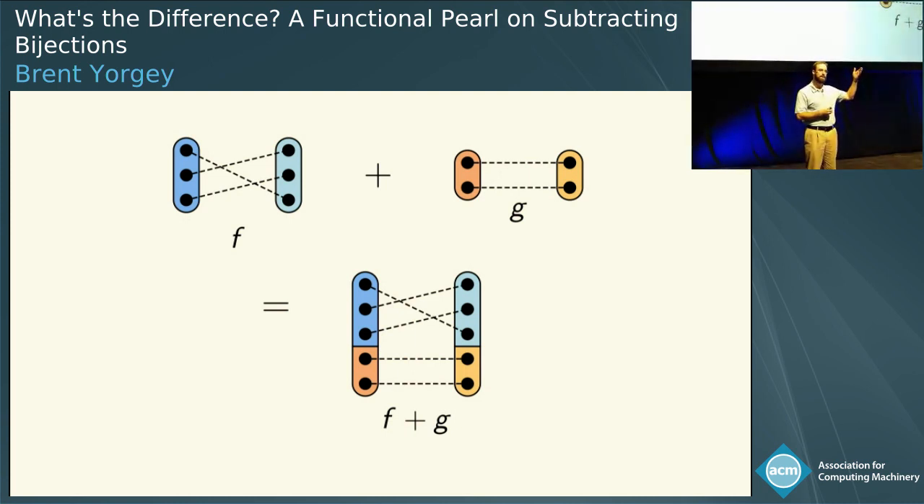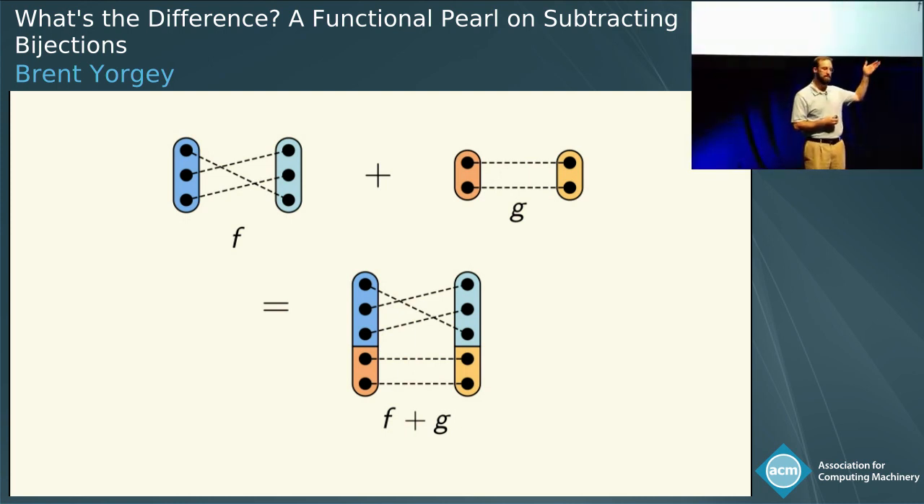So I take a disjoint union of the dark blue and the dark orange sets on the one side, and I take a disjoint union of the light blue and the light orange sets on the other side. And the bijection that I get goes between those disjoint unions, and it just runs F on one side and G on the other side. It just does a case analysis and runs the appropriate choice of F or G.